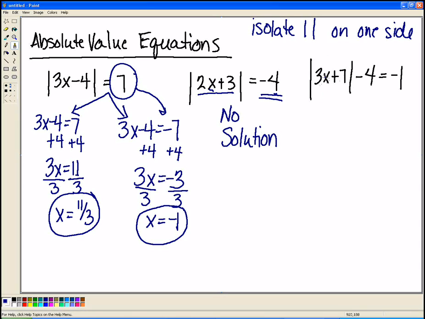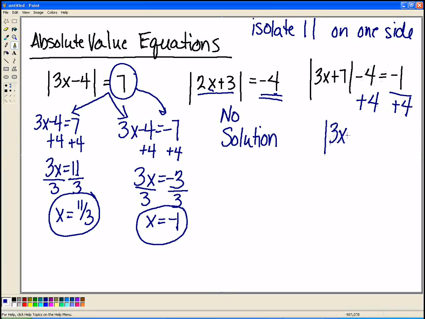So let's look at my third example. Here, just looking at it, oh, I see I have a negative sign on the right-hand side. But this actually does have a solution. What I haven't done is isolate my absolute value on the left-hand side. All right, here's my absolute value. So my next step will be to add 4 both sides in order to isolate my absolute value.